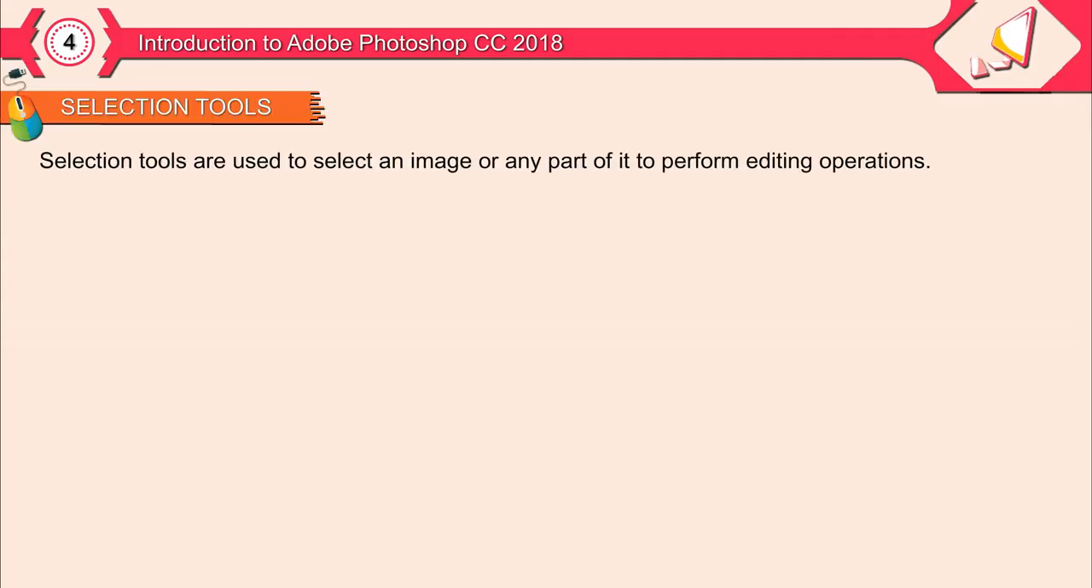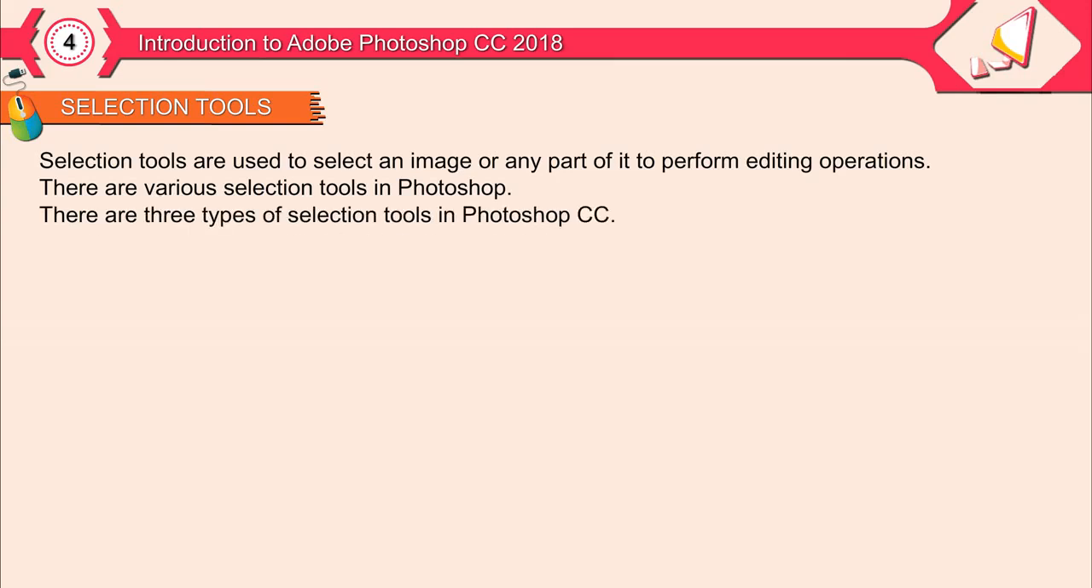Selection tools. Selection tools are used to select an image or any part of it to perform editing operations. There are various selection tools in Photoshop. There are 3 types of selection tools in Photoshop CC: Marquee tool, Lasso tool, Quick Selection tool.